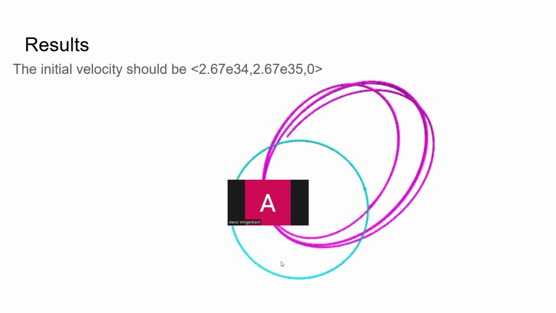So that is going to show us if our initial velocity is correct or not. And then we have down here our error redundancy checks. This is what we get with the initial velocity of 2.67 times 10 to the 4th, comma 2.67 times 10 to the 4th, and then 0.